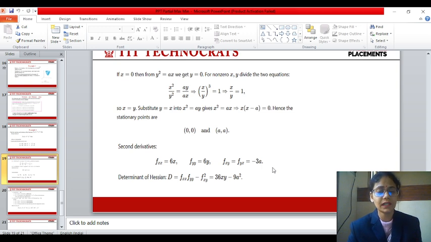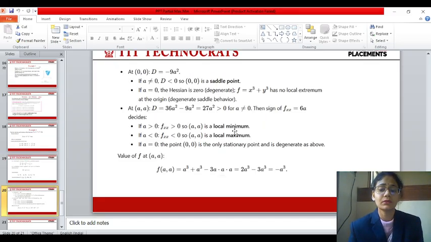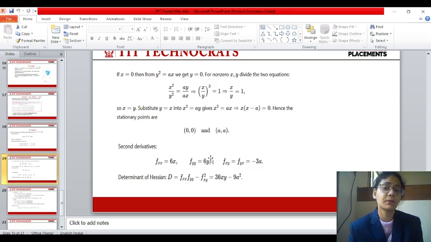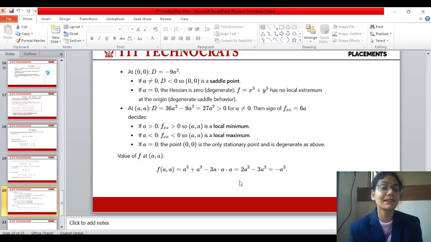Now our further result will depend upon the value of D, whether D is greater than 0 or less than 0. So this is the determinant of the Hessian. D is equal to the second order derivative with respect to x, multiplied by the second order derivative with respect to y, minus f_xy squared. Put the values: 6 times 6 is 36xy, minus 3 squared is 9a square. Now this value will depend upon x and y. Put the first point (0, 0) here and the second point (a, a). If you put (0, 0), this will be minus 9a square, which is D less than 0.